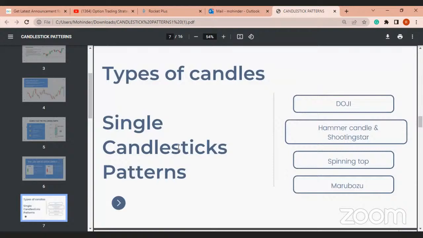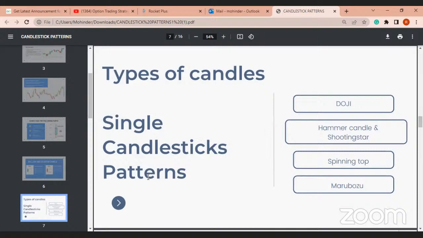So now we have learned what a candle is, the body parts behind it, and the bullish candle and the bearish candle. Now we have a particular set of names for particular sets of candles, which have really good meaning. First of all, we'll learn about the types of candles. This is only part 1 of this webinar. We will have a part 2 too. Part 1 is single candlestick patterns. Part 2 will be multiple candlestick patterns.